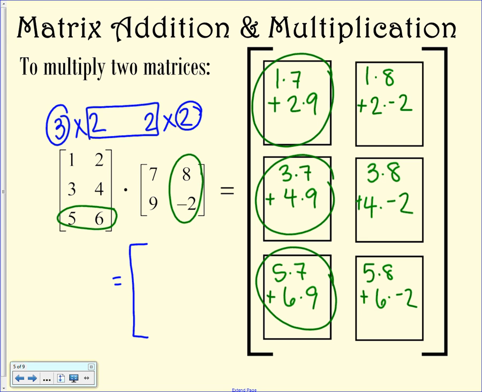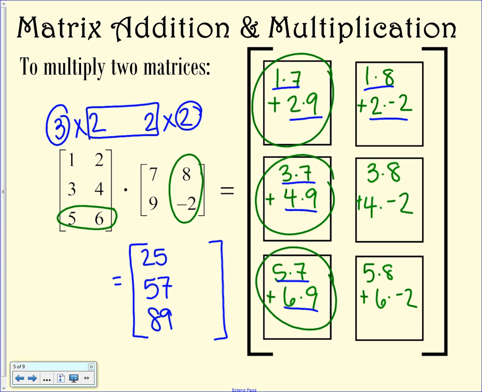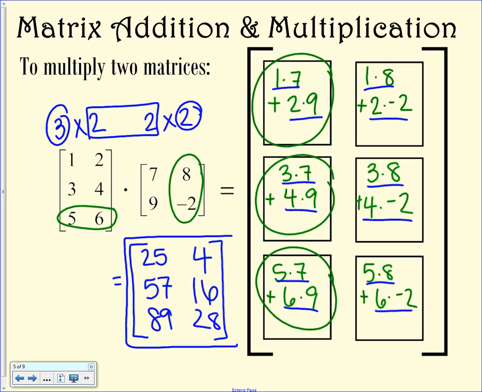So this is 7 plus 18 here, which is 25. We have 21 plus 36, which is 57. We have 35 plus 54, which would be 89. We have 8 plus negative 4, which is 4. We have 24 plus negative 8, which is 16. Then we have 40 plus negative 12, which is 28. And so that would be your answer there.